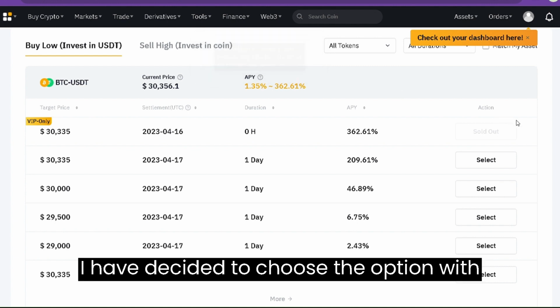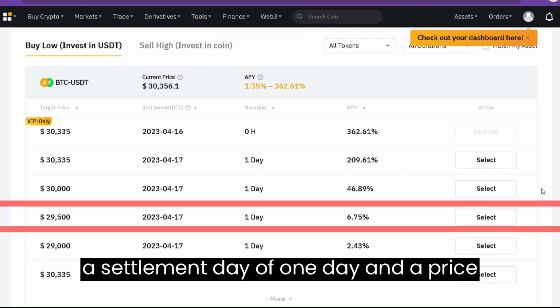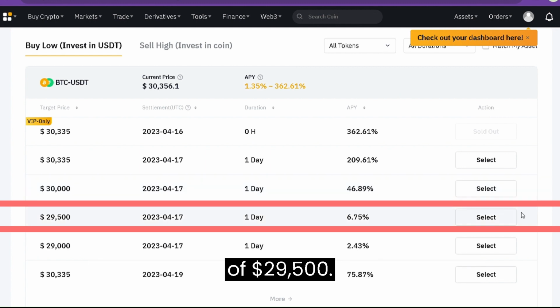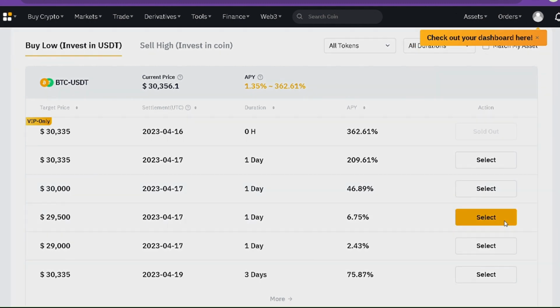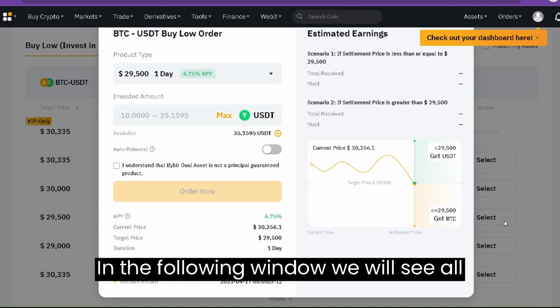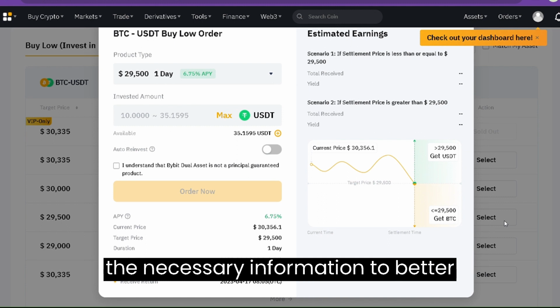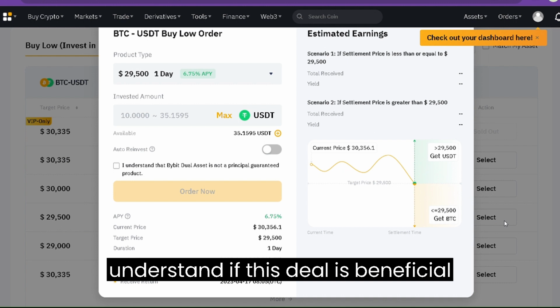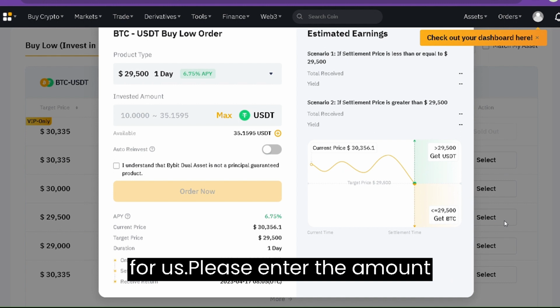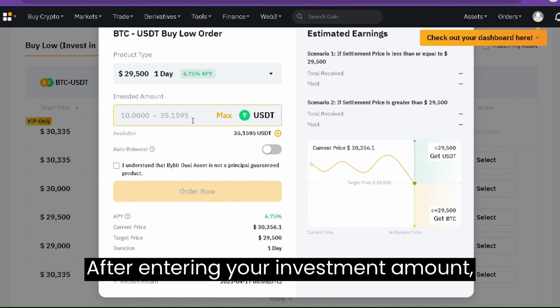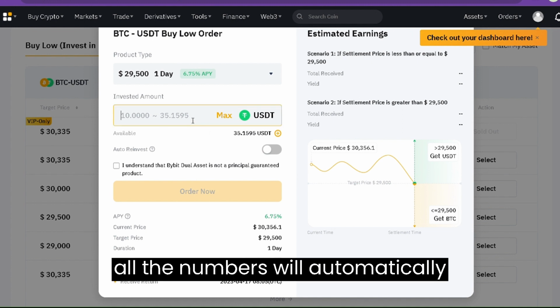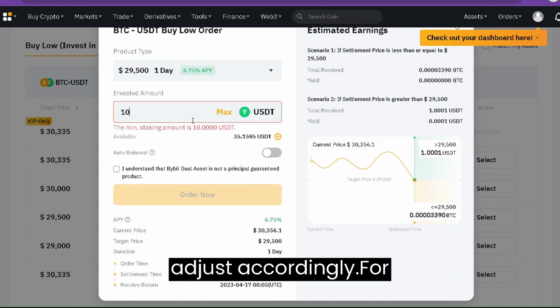I have decided to choose the option with a settlement day of 1 day and a price of $29,500. In the following window, we will see all the necessary information to better understand if this deal is beneficial for us. Please enter the amount that you are willing to invest. After entering your investment amount, all the numbers will automatically adjust accordingly.